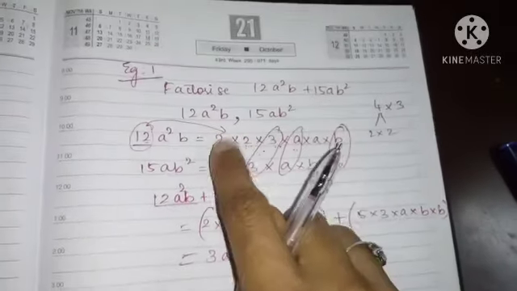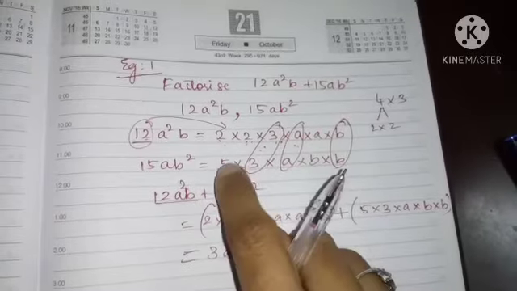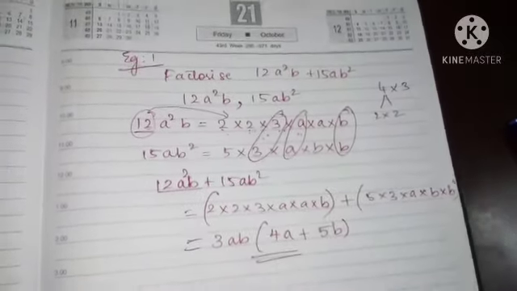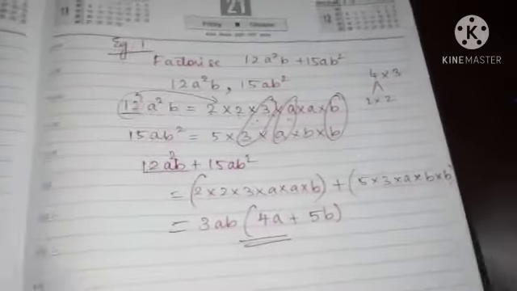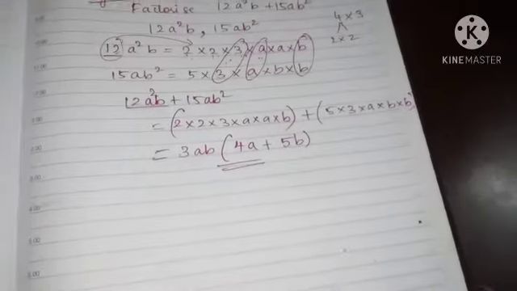Then what are the remaining? 2 2s are 4, 4 into a, 4a. Plus 5 into b, plus 5b. So this is the final answer: 3ab into (4a plus 5b). Okay.